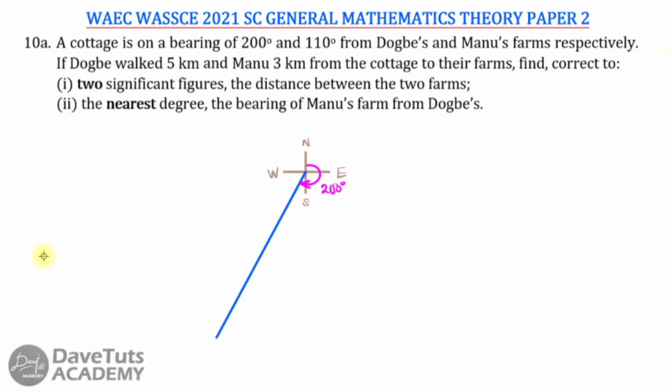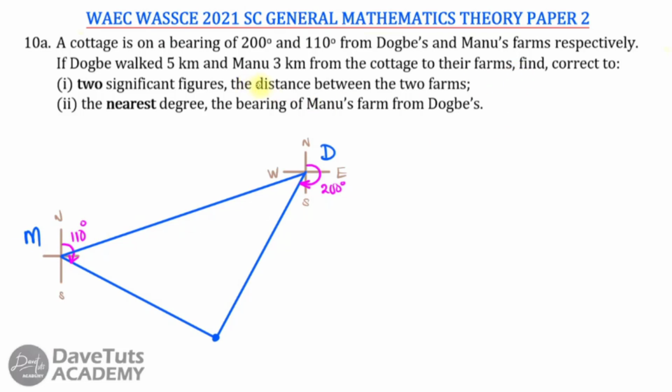You can just take that cardinal point from here. Again, I want to have my north, south, east, and west. Then I join this point so that it comes just like this, and I draw the bearing to show that from the north to that inclination is 110 degrees. Then I finish up the diagram by drawing this line to join and finish here, and then I can label. We are taking the bearing from Dogbe's farm as 200, so this is where we are taking the 200 from. That is Dogbe's farm, D for Dogbe. Then M for Manu. And the cottage, we can label as C.